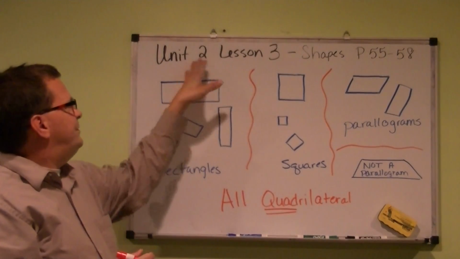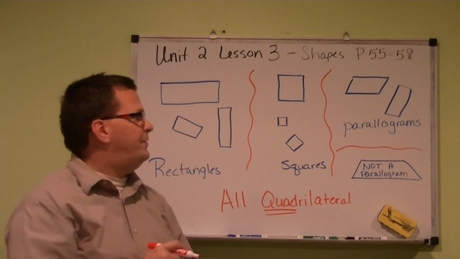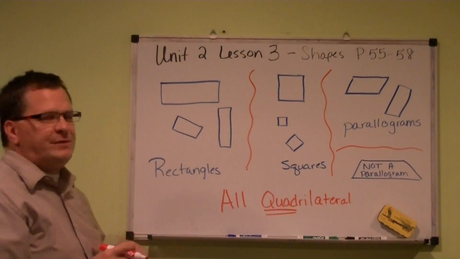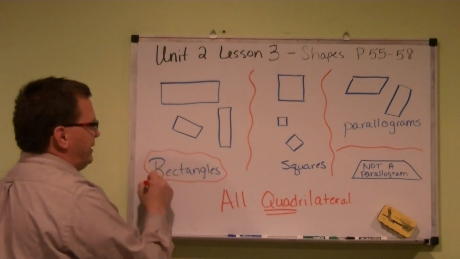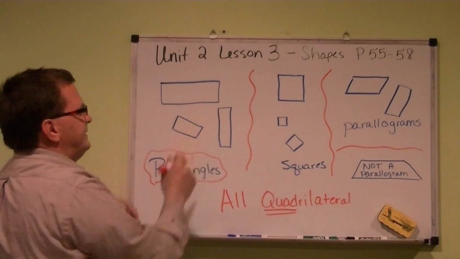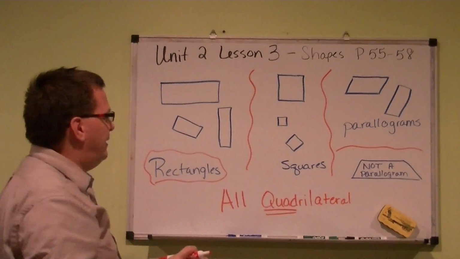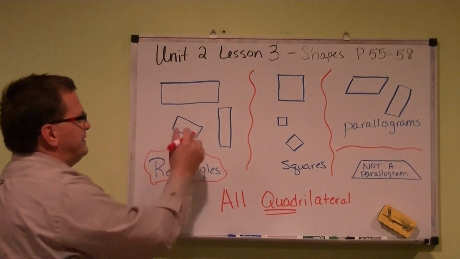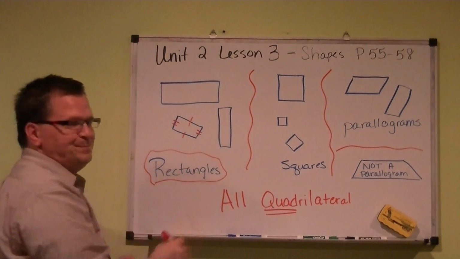Today we're going to be talking about Unit 2, Lesson 3, and different shapes on pages 55 through 58. I drew a couple of different shapes. One, this is something we definitely know, is a rectangle. A rectangle has two equal sides and two equal sides. And no matter which way it's set up, it's always going to be a rectangle as long as it has this side and this side the same, and this side and this side the same.